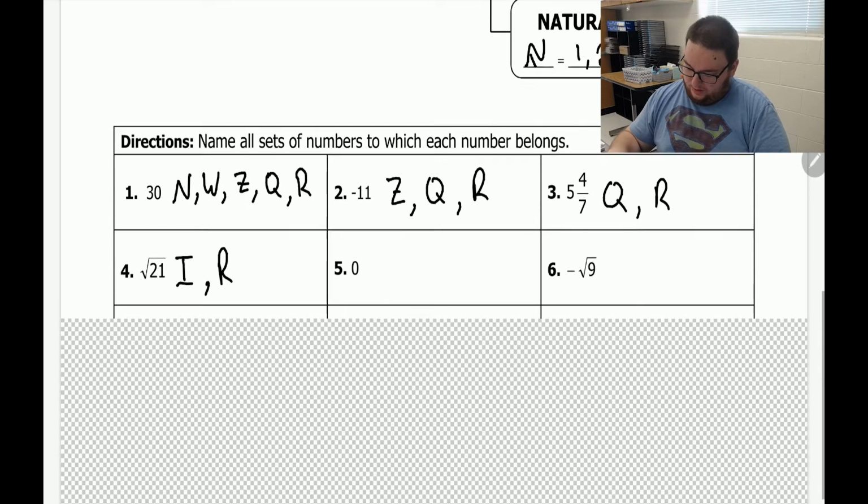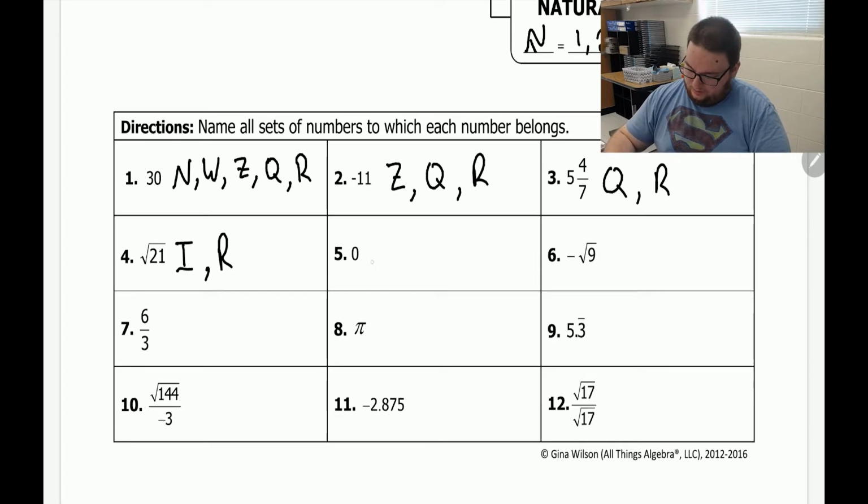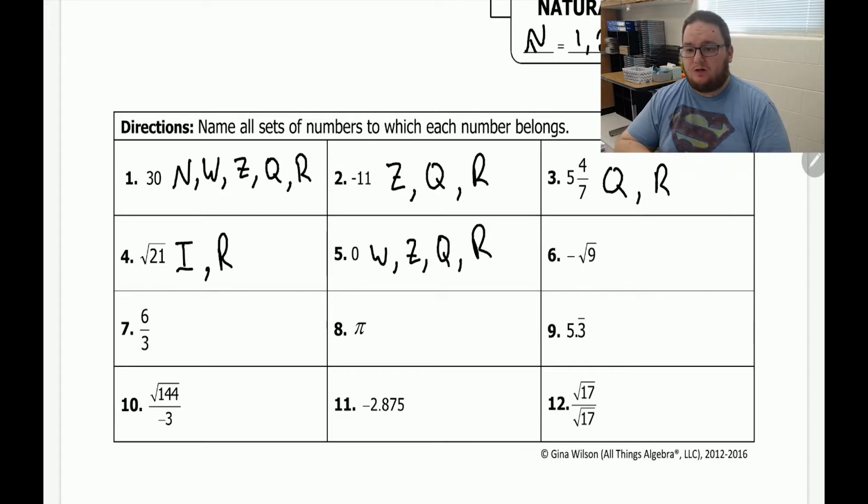So we can start off with having 0 in the whole numbers. If it's in the whole numbers, then it's in the integers. If it's in the integers, it's in the rationals. And if it's in the rationals, it's in the reals. So we have 4 different groups that it's a part of: the whole numbers, the integers, the rationals, and the reals.